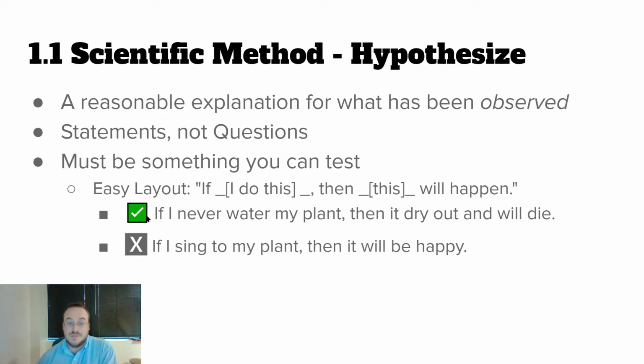So I've got a good example with this green check mark and a bad example with this X. So if I never water my plant, then it will dry out and will die. So I've got an if and a then, so it's following my layout. It is testable, right? We can just not water the plant and see what happens. And it's not a question, right? If I sing to my plant, then it will be happy. So we've got an if and a then statement, but can we test if a plant is happy? No, we can't. Your hypothesis needs to be able to have an experiment designed to actually test it.